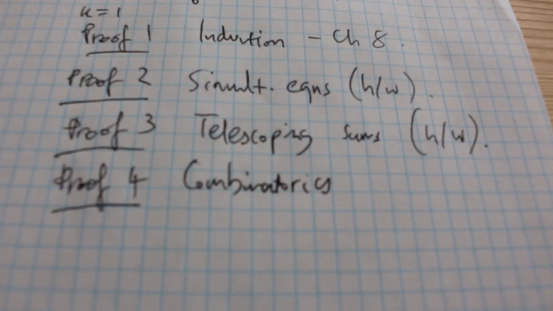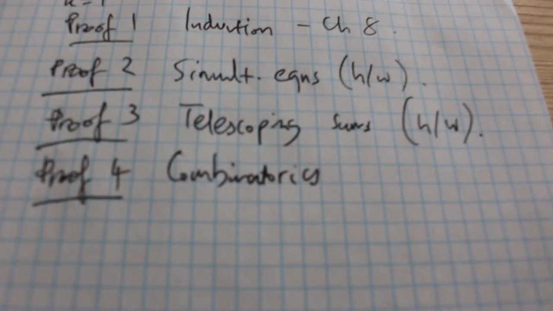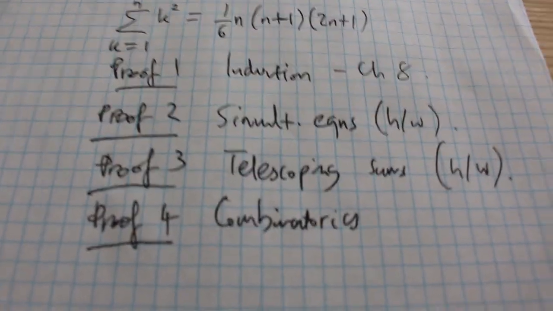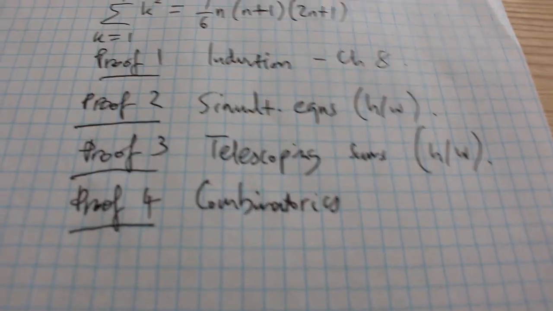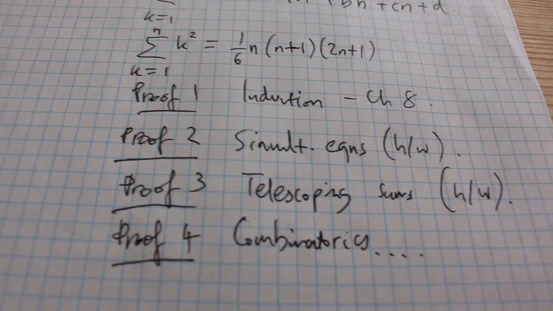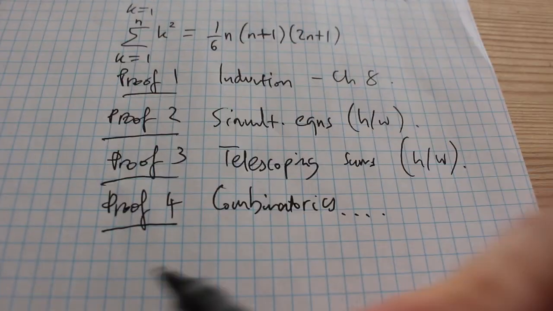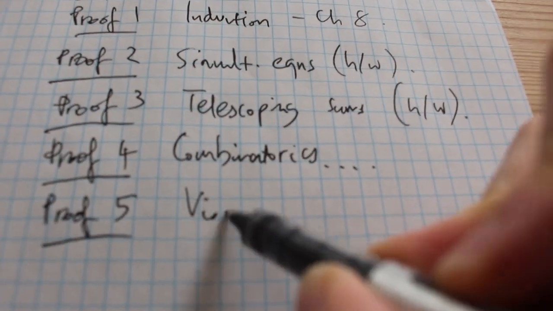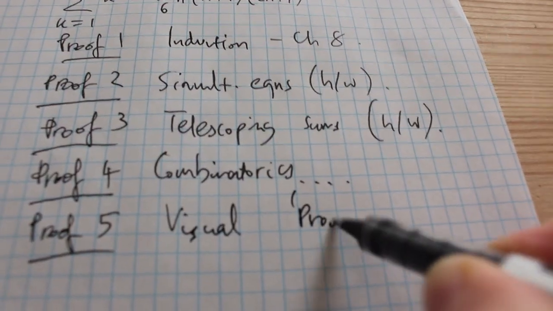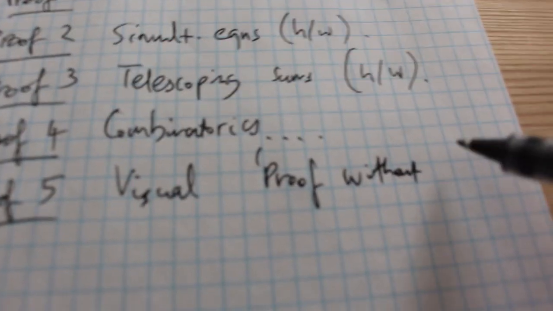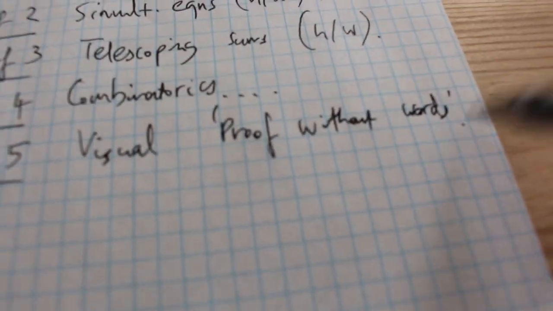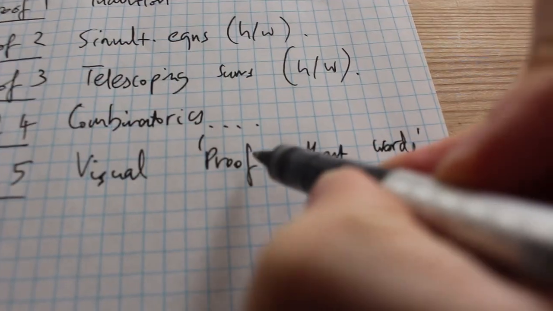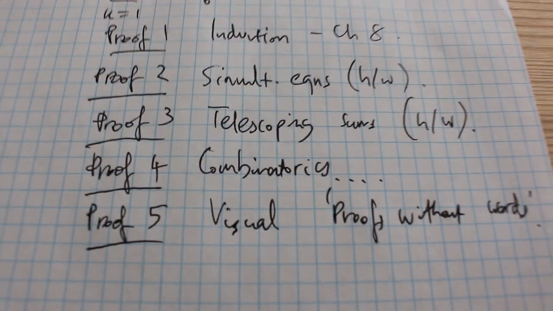Combinatorics is essentially about permutations, combinations, binomial coefficients, that sort of thing. Again, I'm not going to give the details here. I might put something about that on the homework. Proof number 5, there's a really nice visual proof in something called Proofs Without Words. You might remember when we did proof much earlier in the year, we looked at some of the proofs in Proofs Without Words.